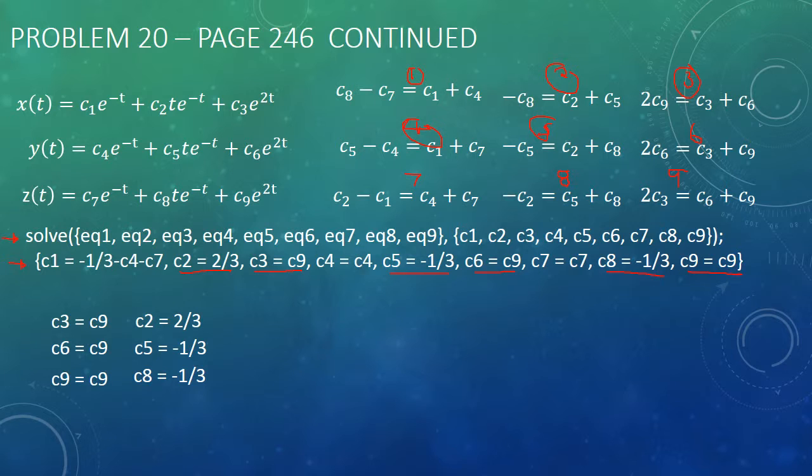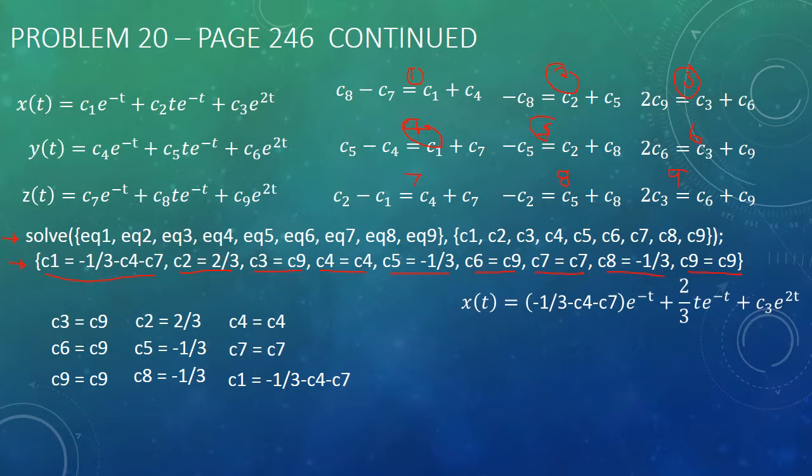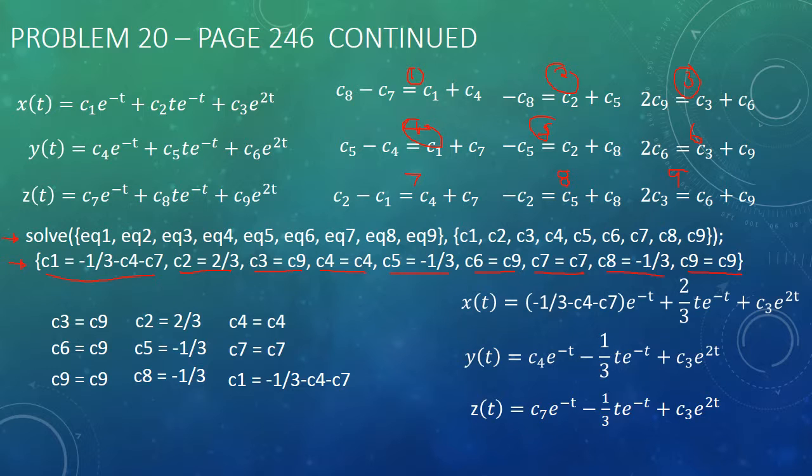So for my next one, I find out that C4 has to equal C4 and C7 has to equal C7. So those are the last 2 coefficients. And from this, we can figure out that C1 equals this. So I'll leave C7 and C4, and I'll replace C1 with our expression down here, and I get an X equation that's equal to that, a Y equation that's equal to that, and a Z equation that's equal to that. And now I have 3 unknowns and 3 equations.